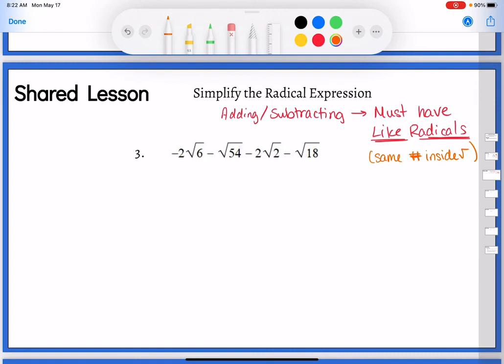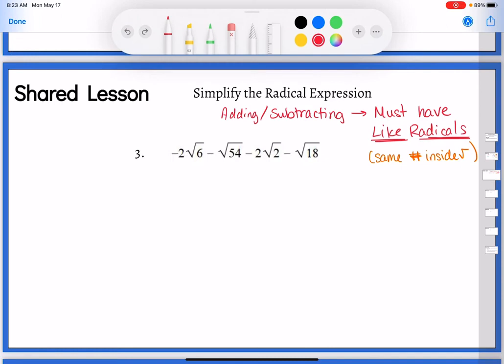So if I look at this, I have negative radical 6, minus radical 54, minus 2 radical 2, minus radical 18. If I look at those numbers inside, 6, 54, 2, and 18, none of them are like radicals, so I couldn't combine any of those right now. However, I do know that a few of those could be simplified, right? Now the square root of 6, the factors of 6 are square root of 3 and square root of 2. Neither one of those is a perfect square, so I can't do anything with that. So radical 6 just stays how it is.